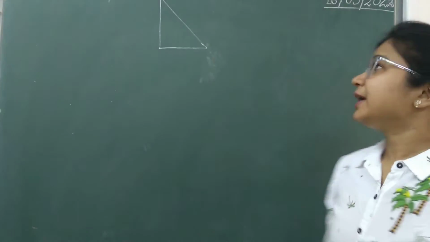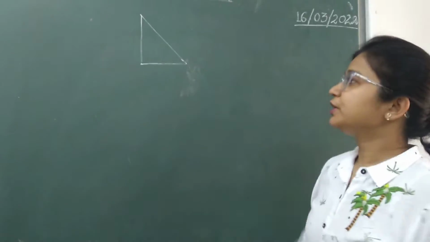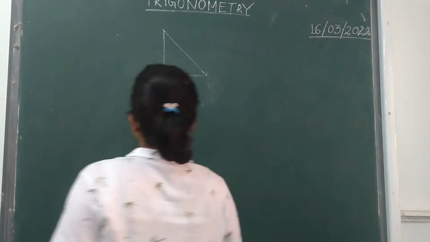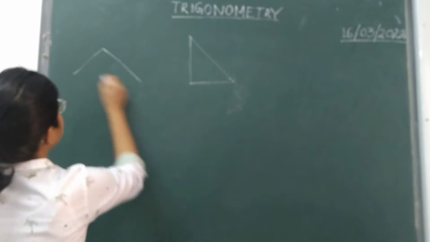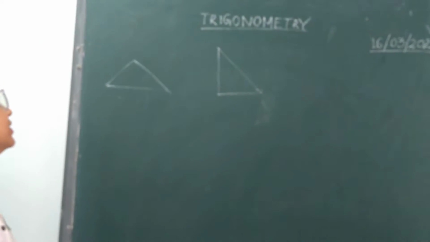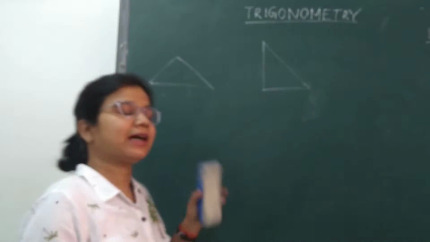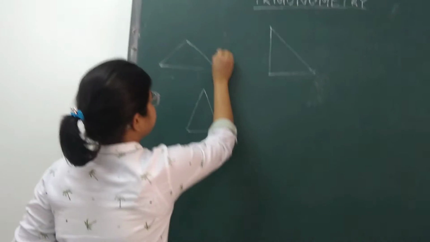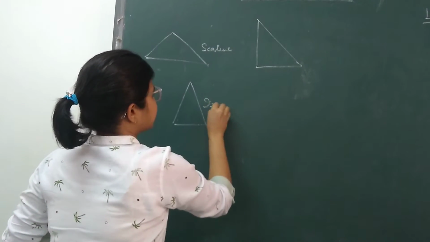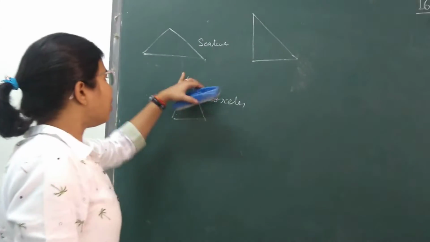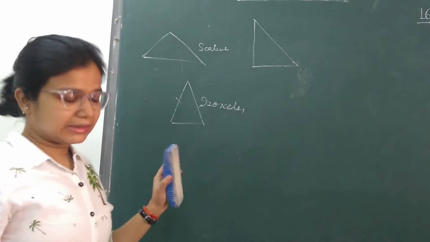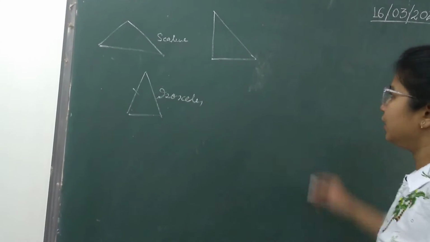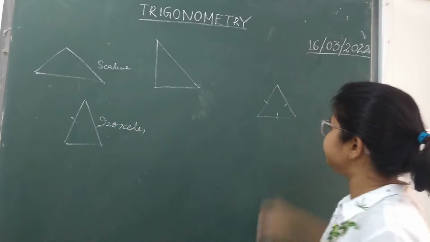We will study trigonometry today. We already know what triangles are, and there are three types of triangle. One is the scalene triangle, where we have three sides and all three sides have different measurements. Then we have the isosceles triangle, wherein we have two sides equal and one having a different measurement, and then the third type, which is known as the equilateral triangle, where all the sides are equal.